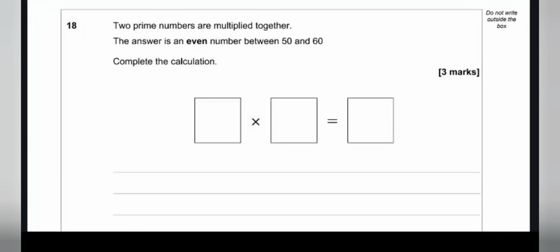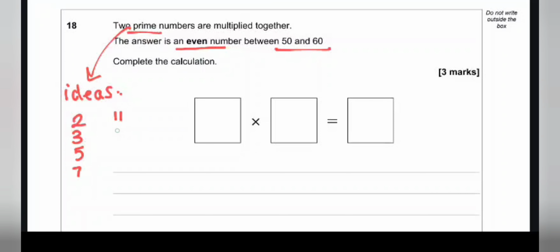Next question. This is a good trial and error. That's why there's 3 marks. So you've got 2 prime numbers multiplied together. The answer has got to be even, and you've got to have the answer between 50 and 60. So the best idea would be to write down the prime numbers that you could be using. This is why I've written down the word ideas like that. I've written down the prime numbers up to 19, and then I'm going to have a think and go, you know what, I might need a bit more because I've got to get up to 50.